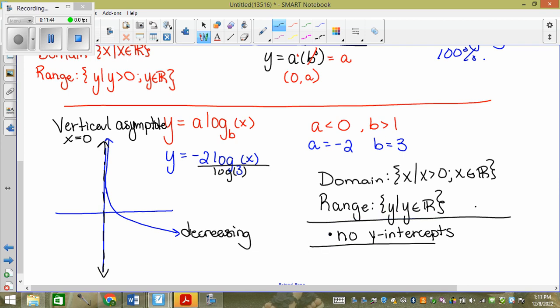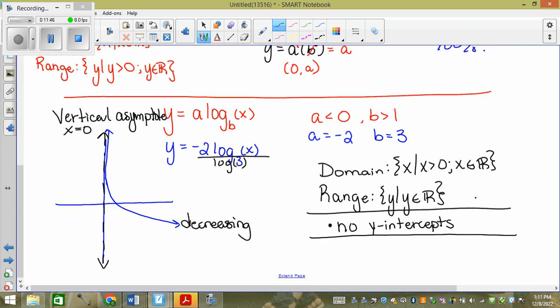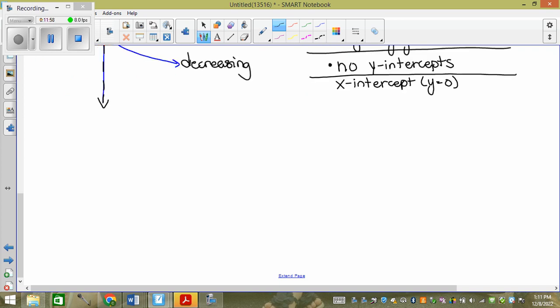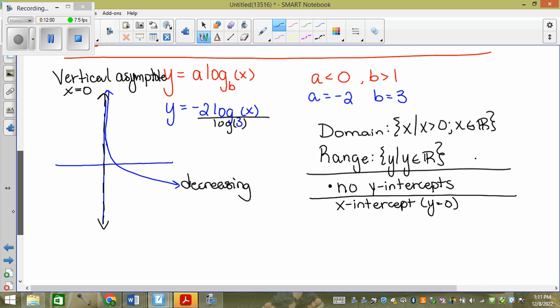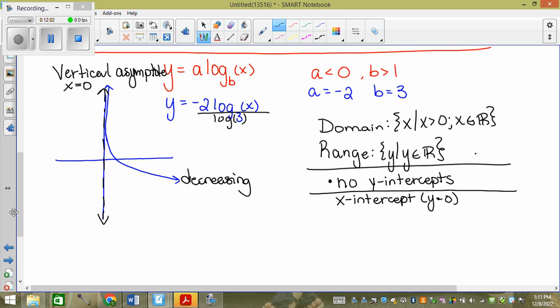If I want to find the x-intercept of this one, when I hear x-intercept, what should I think? Y equals 0. So I'm plugging it into the equation that I'm looking at right now, y equals -2 log base 3 of x. I said that y equals 0, so I'm going to get 0 equals -2 log base 3 of x. I have to get x by itself to get my x-intercept.